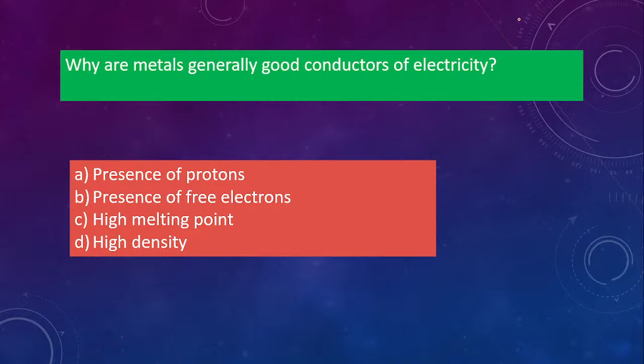Why are metals generally good conductors of electricity? This again is about the properties of metals. Option A, presence of protons. Option B, presence of free electrons. Option C, high melting point. Option D, high density. Out of these four, which one will say that metals are good conductors of electricity? When can a metal conduct electricity?